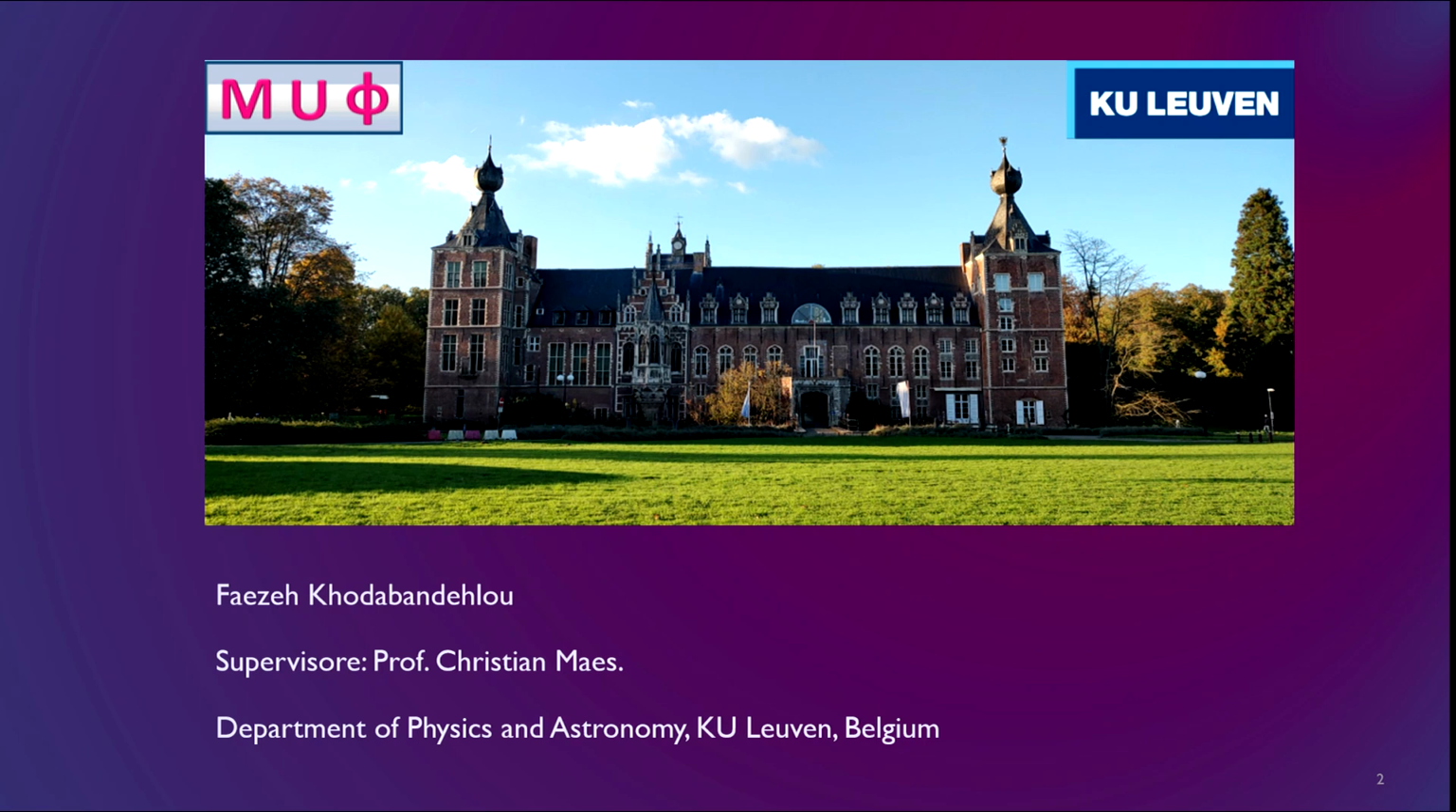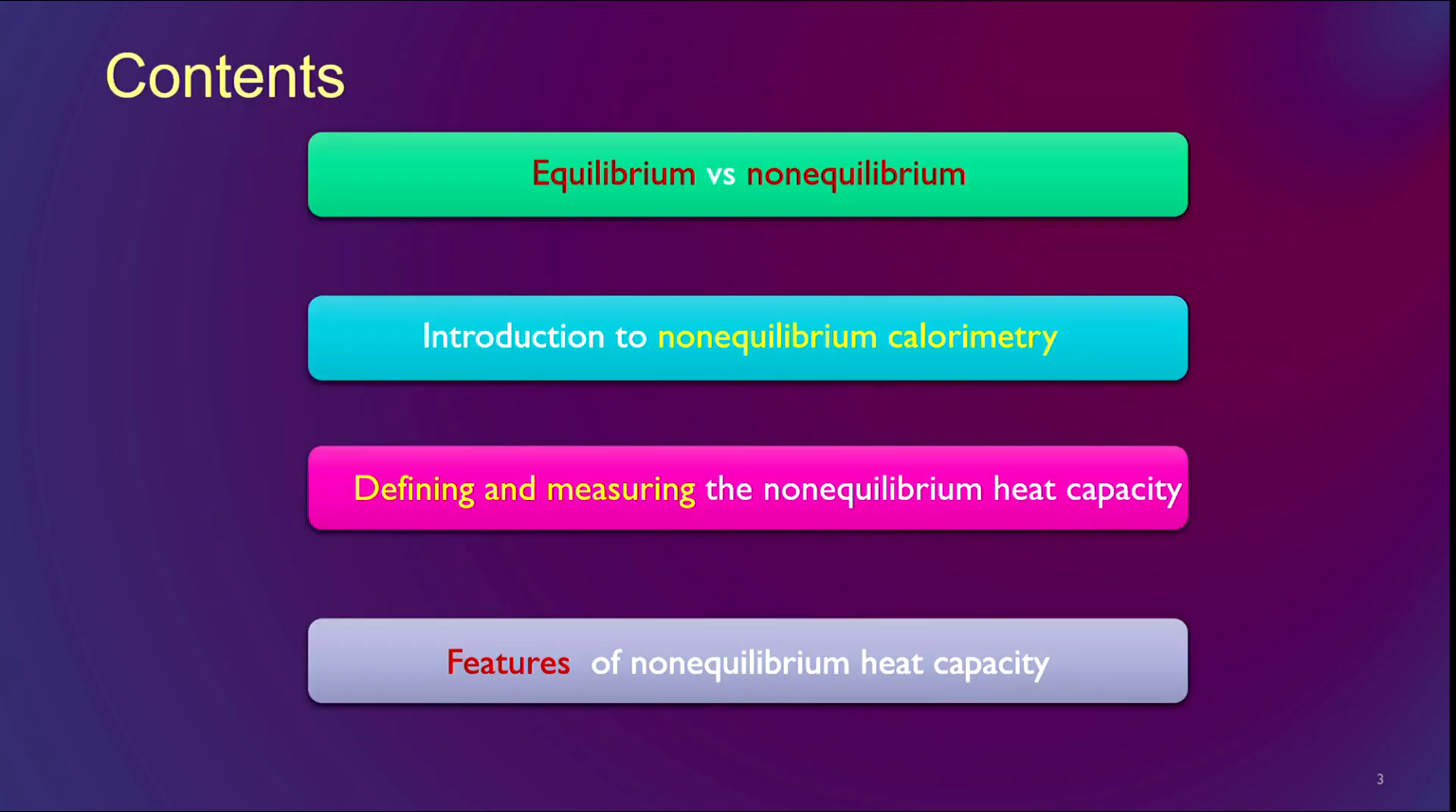Okay, and the content. First of all, I will give you a historical introduction related to equilibrium and non-equilibrium systems. Then we will see what non-equilibrium calorimetry is, how we can define and calculate it, and how we can even measure it in an experimental setup. And the last thing is what features, properties and information you get once you define it, and which properties it can give us.